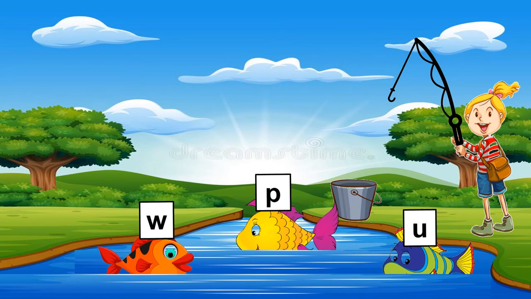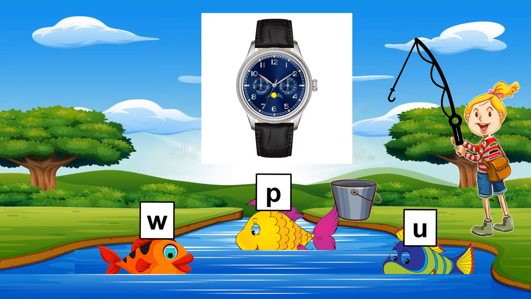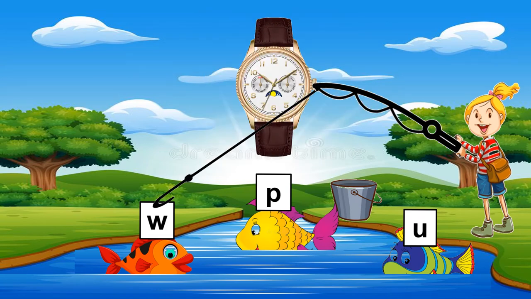Wow, some more fish and some more letter cards. And the picture is that of a watch. Oh, this is a watch. And watch begins with the sound of wa, wa. Which letter makes the sound of wa? Is it letter W, P or U? Which one of these makes the sound of wa? Brilliant! W, wa, watch. Very good!